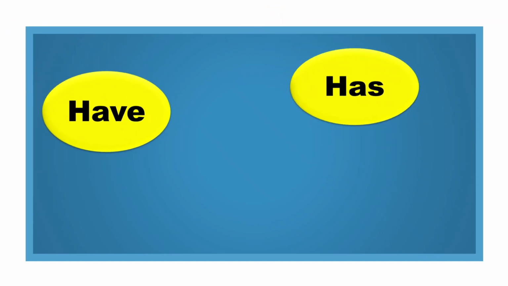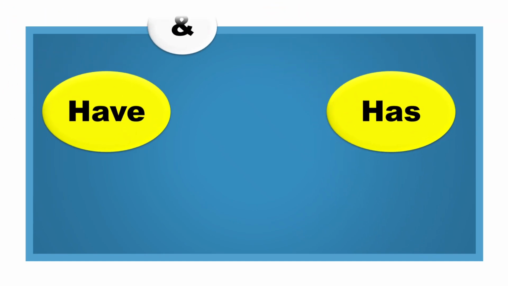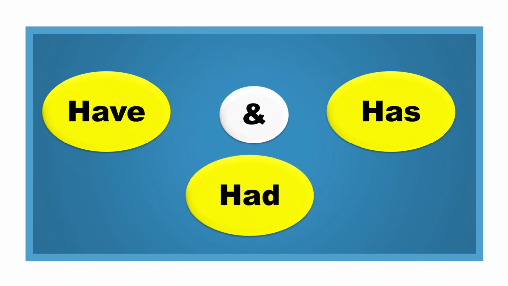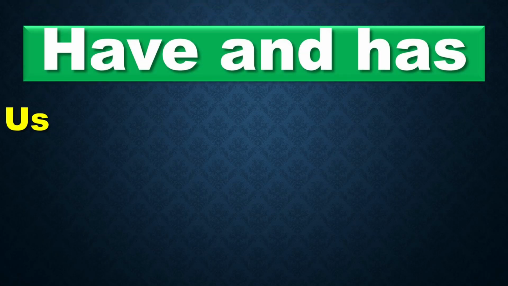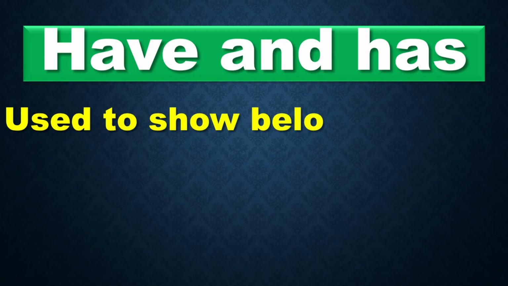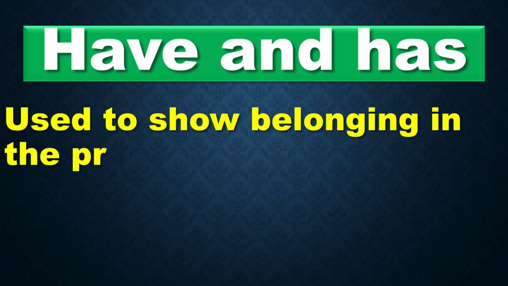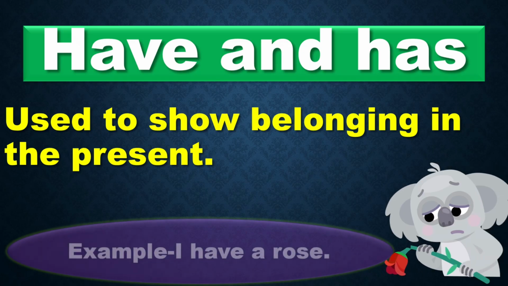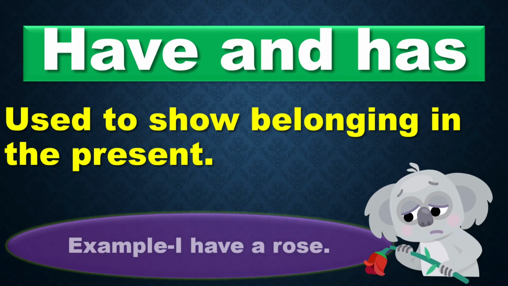Hello kids, today we are going to learn have, has and their third friend had. First we are going to learn about have and has. Let's see their use. Have and has are used to show belonging in the present. It means what is going on in the present. For example, I have a rose.